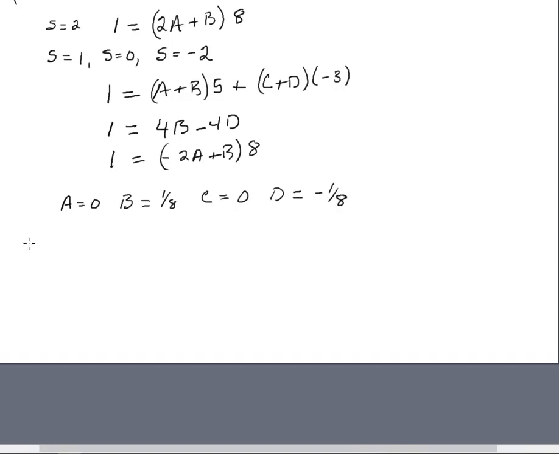And what that tells me is that f of s is equal to, remember this was as plus b, a is 0, b is 1/8, so I've got a 1/8 over s squared minus 4. 4 is 2 squared. And then this would be plus, and the numerator in the second term was cs plus d. If c is 0, this gives me a negative 1/8 over s squared plus 4.